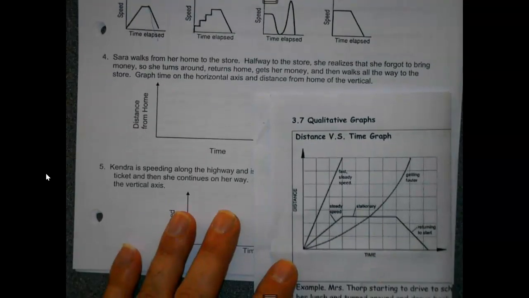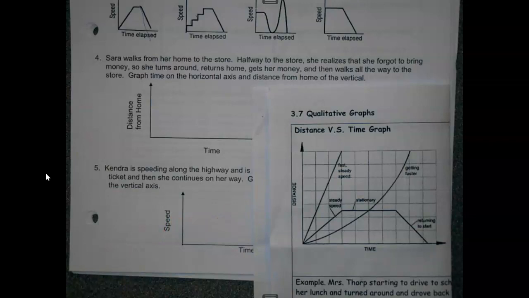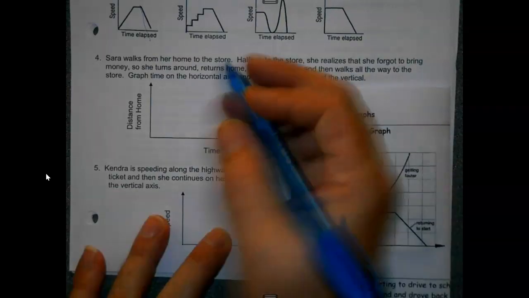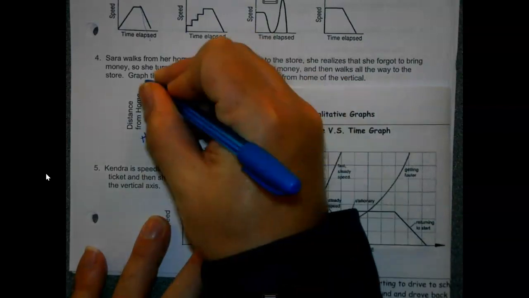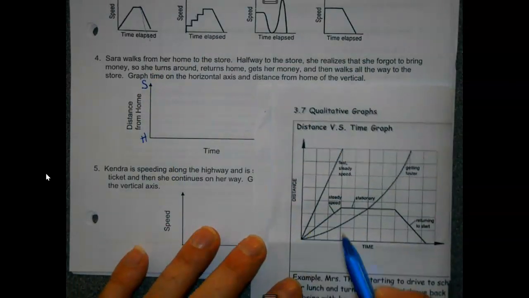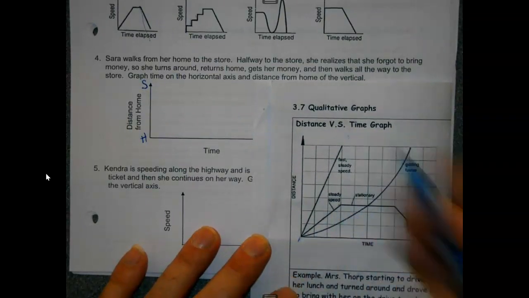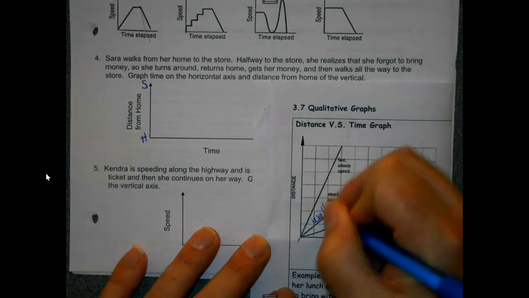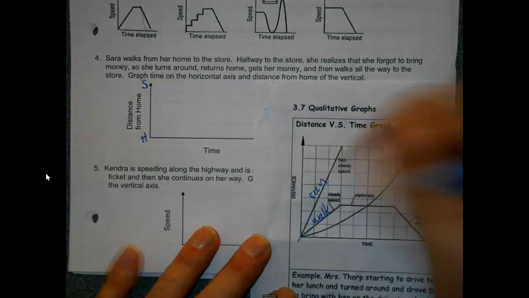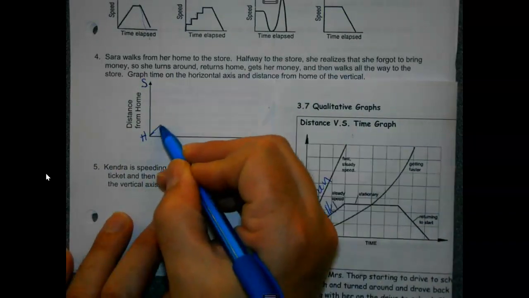So Sarah walks from her home to the store. Okay, so let's see here. Here's home. Here's the store, let's say. So she's walking. Would you agree? Steady. She's not running. We're walking. I mean, I could even do that. I could be like walk, run. So, okay. Walking from her home to the store.